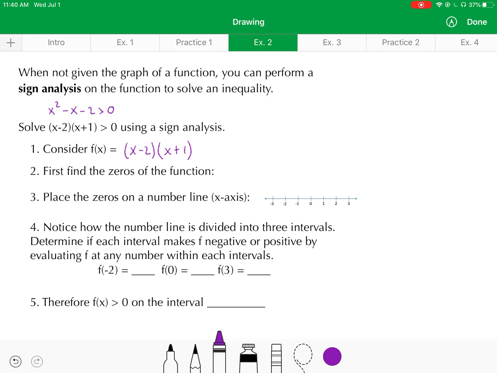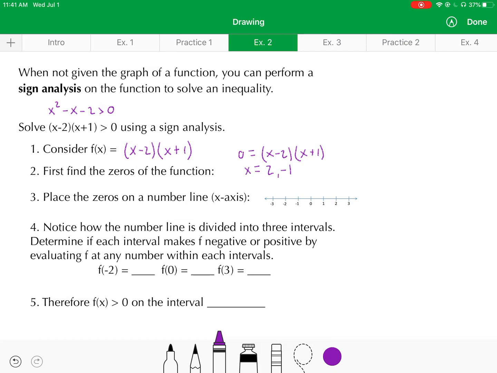Once you consider it as a function, you're going to find the zeros of the function. To find zeros, you simply set f of x equal to 0 and solve for x on each of those. So I end up with x equals 2 as well as x equals negative 1, okay?